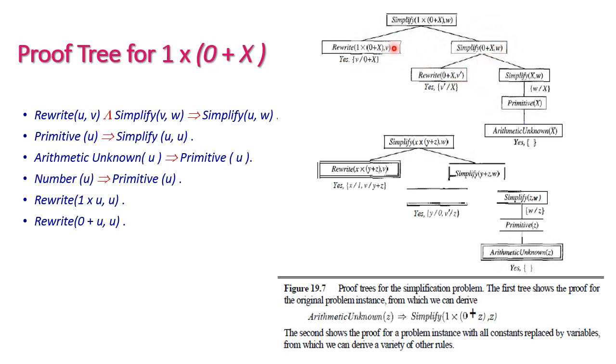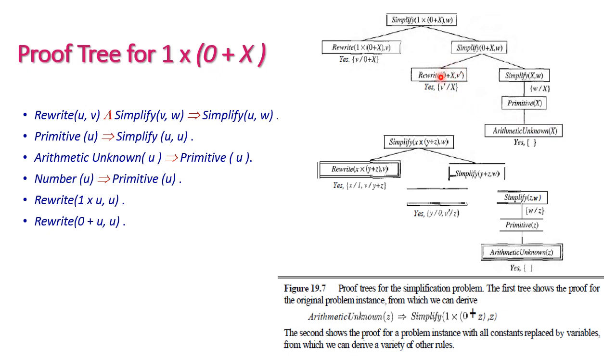already we are using v here, so we are using v dash here. Then 0 plus x is x, so simplify x comma w, simplify x comma w will come here. And next, so this one, the primitive of x, the primitive of x is nothing but a number of x, that is we don't know the value of x here, so this will be the unknown arithmetic value.